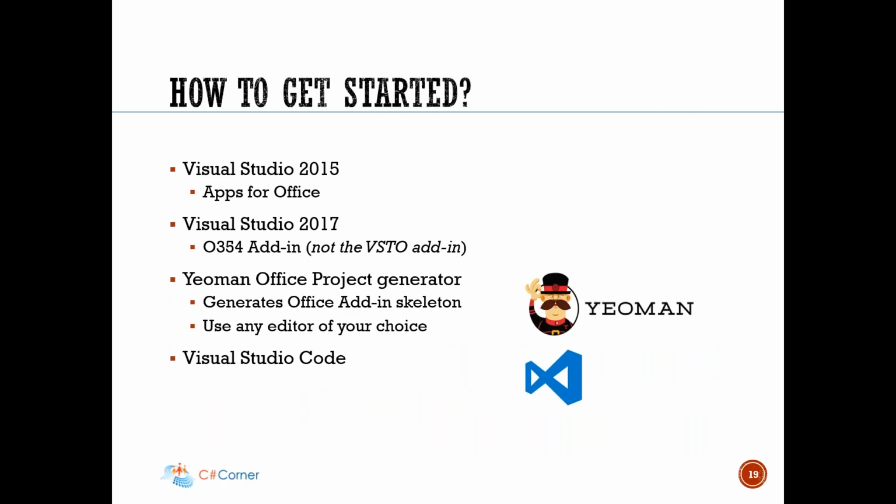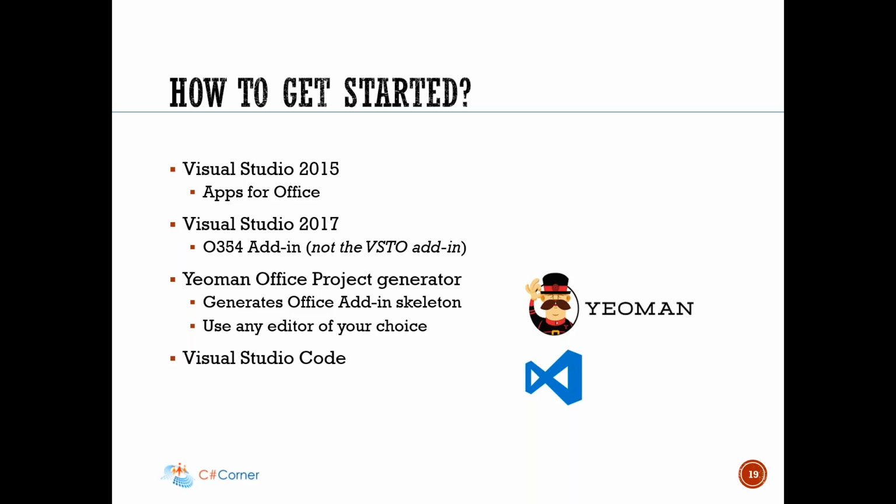How to get started? If you want to start developing, you can use Visual Studio 2015, where the name is Apps for Office. From 2017 onwards, the name is Office 365 add-in, and it is not to be confused with VSTO, because that is a separate one.